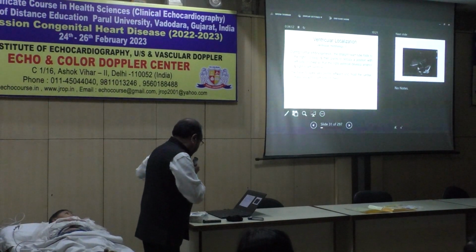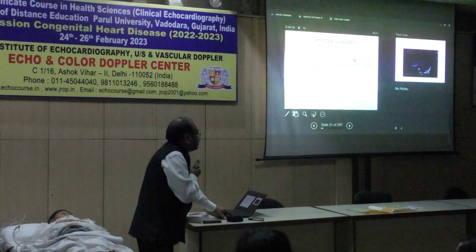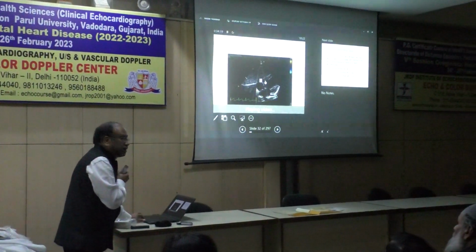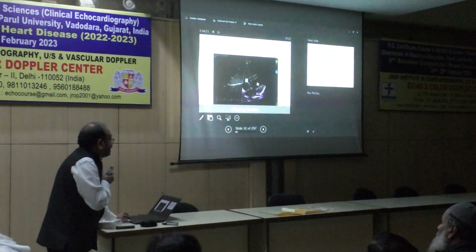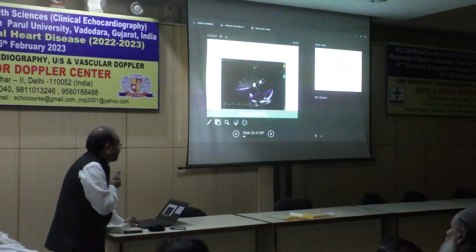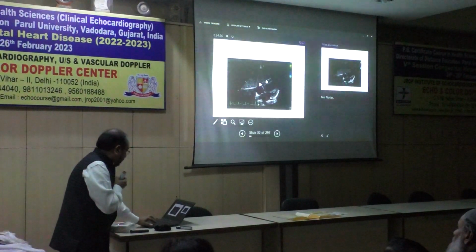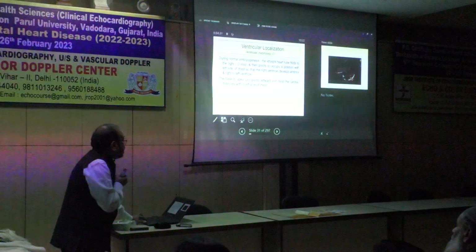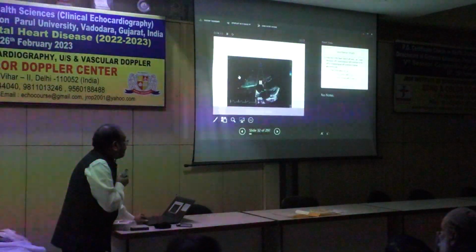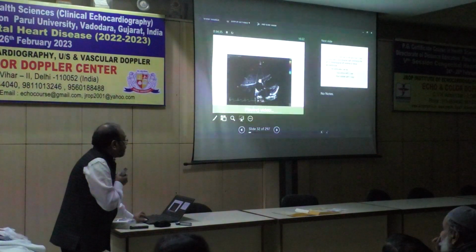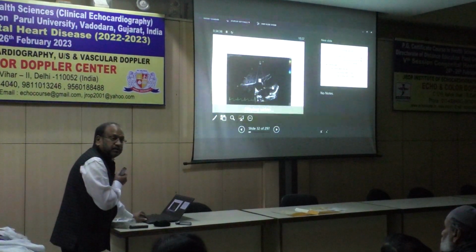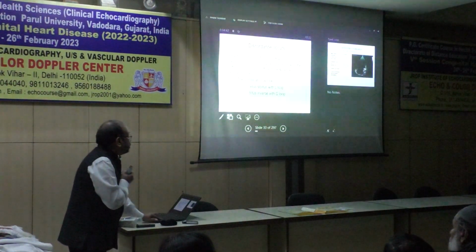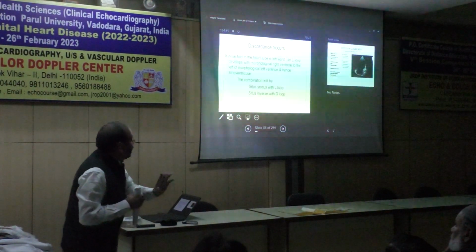And what does this transform to? This transforms to a very simple looking image. Look, this is LA, this is LV, this is RA, this is RV. If I go back, what I said a couple of minutes back was RV anterior and right of the left ventricle. RV anterior and right of the left ventricle, and this is what is known as D loop.